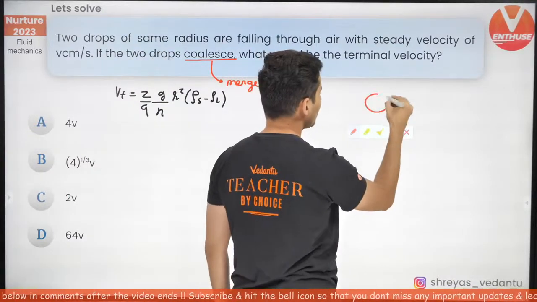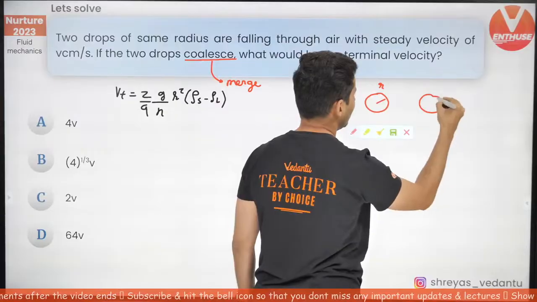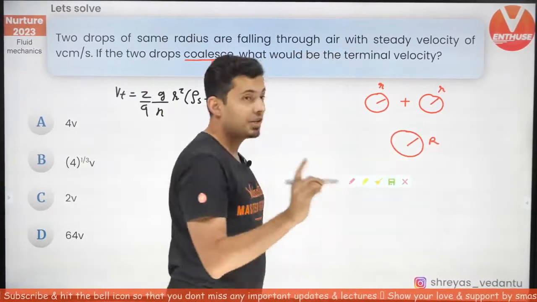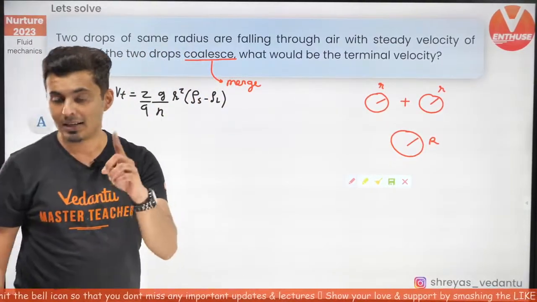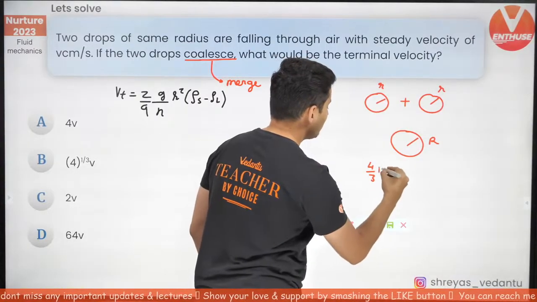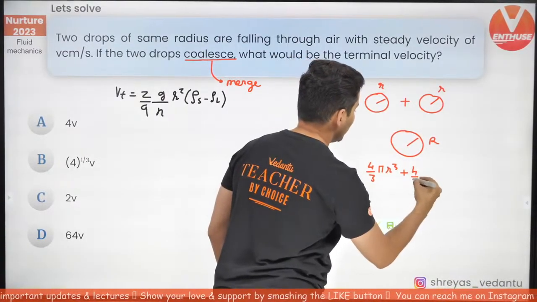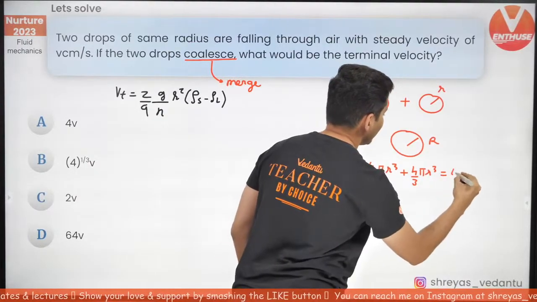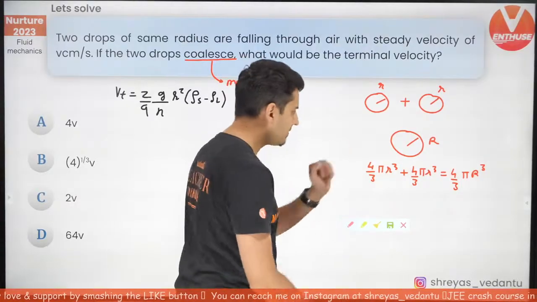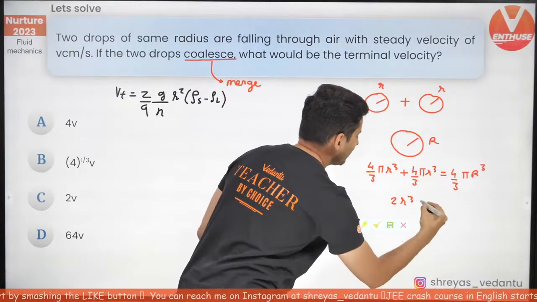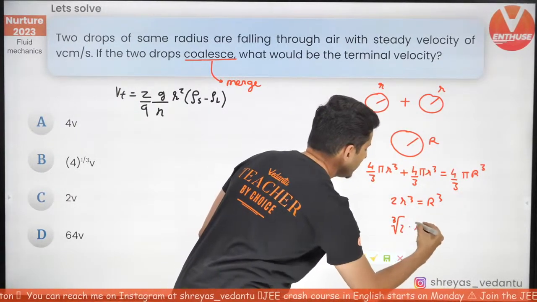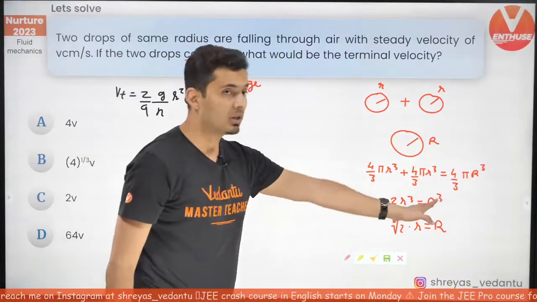Let's see. This is one drop of radius r. This is another drop of radius r. If they merge, they form a new drop of new radius R. The radius won't add. What will add? The volume will add. Correct? So 4 by 3 pi r cube plus 4 by 3 pi r cube will be 4 by 3 pi capital R cube. 4 by 3 pi cancels everywhere. So 2 times r cube will be R cube. Therefore, cube root of 2 into r is equal to capital R. So I got the new radius.